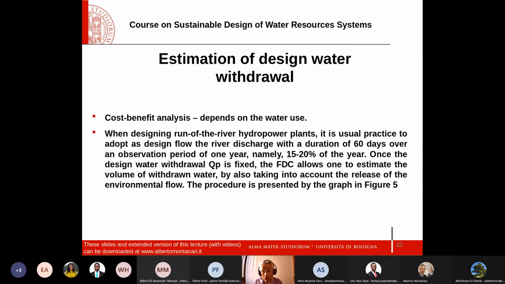So I give you a rule of thumb, which refers to run-of-the-river hydropower plants, but it can be extended also to water supply systems. It is usual practice with these plants to adopt as design flow the river discharge with a duration of about 60 days. And let's say in percentage terms, it is a river duration which is varying from 15 to 20% of the year. And now, once the design flow is defined, you can estimate the volume of withdrawn water.